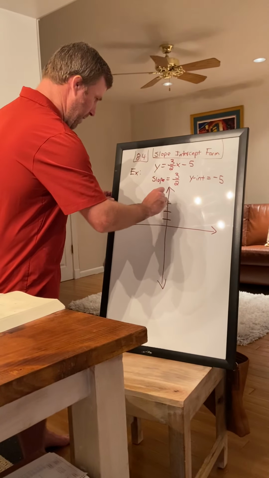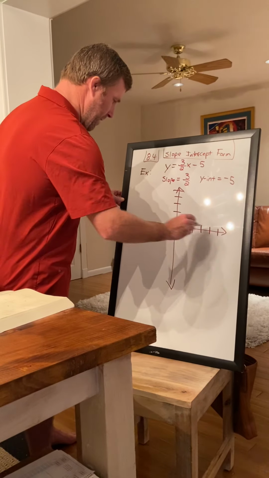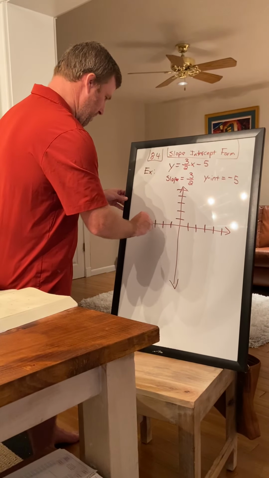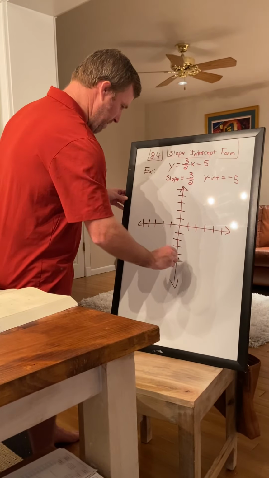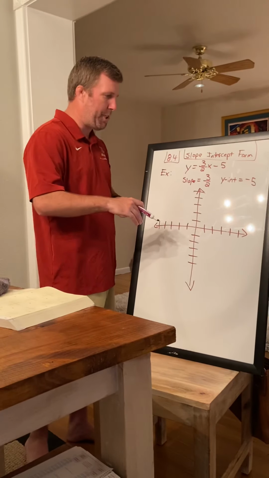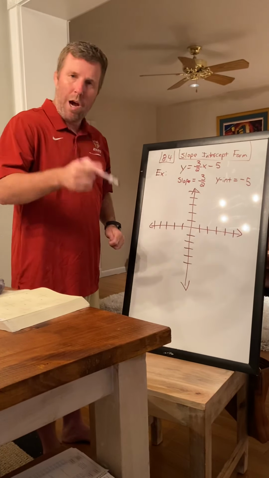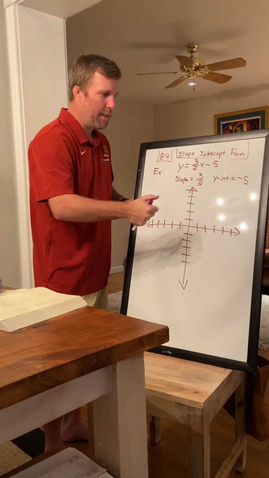One, two, three, four, five. Okay, watch how easy this is now. I don't have to do the t-chart. When we're graphing using slope-intercept form, we always start at the y-intercept.